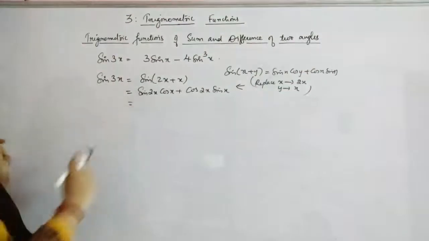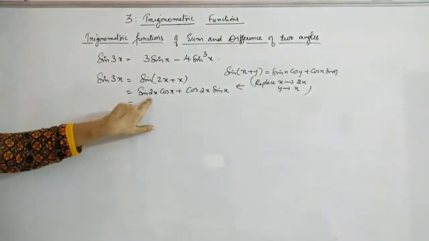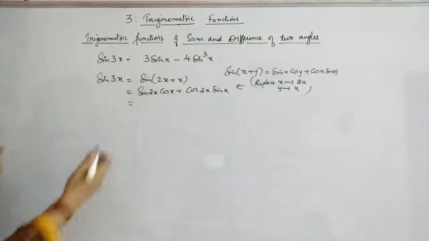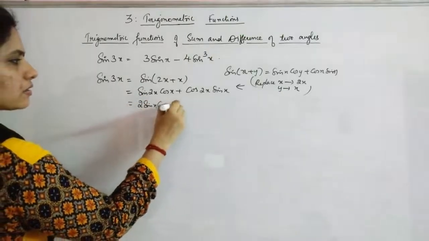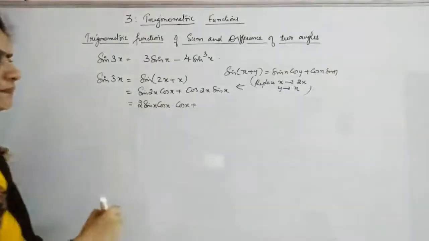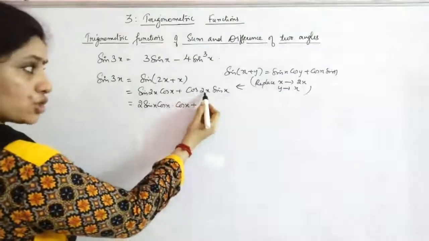Now what we are doing is, we are just changing this sin 2x as the new formula which we have already dealt with, which is 2 sin x cos x, into cos x. Okay. Now again you have cos 2x.